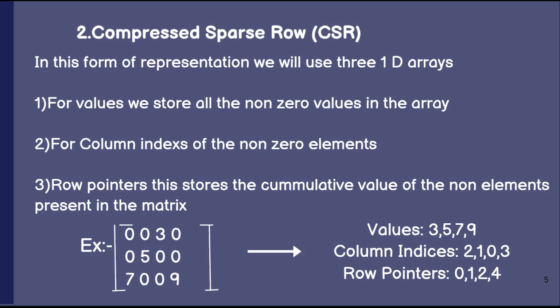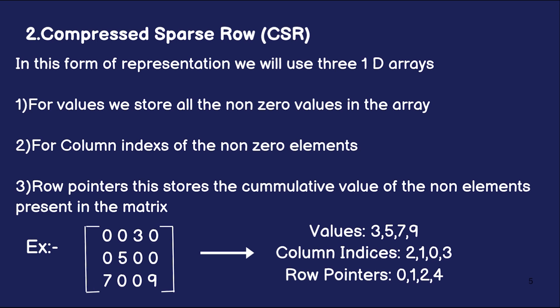And the second way to represent a sparse matrix is the compressed sparse row, or CSR. This is a more efficient way to store and manipulate sparse matrices. It compresses the row information and stores only the non-zero elements, which makes it particularly useful for matrix-vector multiplication. CSR uses three one-dimensional arrays. The first is values. This array stores all the non-zero elements of the matrix in a row-wise manner.